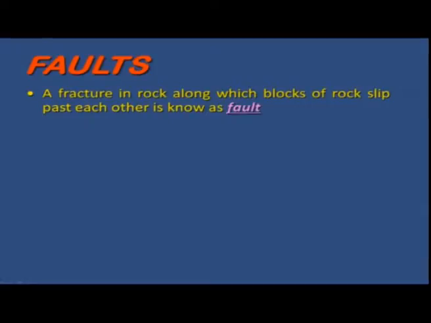Now, if we define a fault, a fault is a fracture in a rock along which blocks of rock slip past each other. So, along a fracture, if you see any displacement, then you term that a fault. But that displacement may be related to an earthquake, or to deformation, or it may be just gravitational also. So, we have to be extremely careful in how we differentiate that.